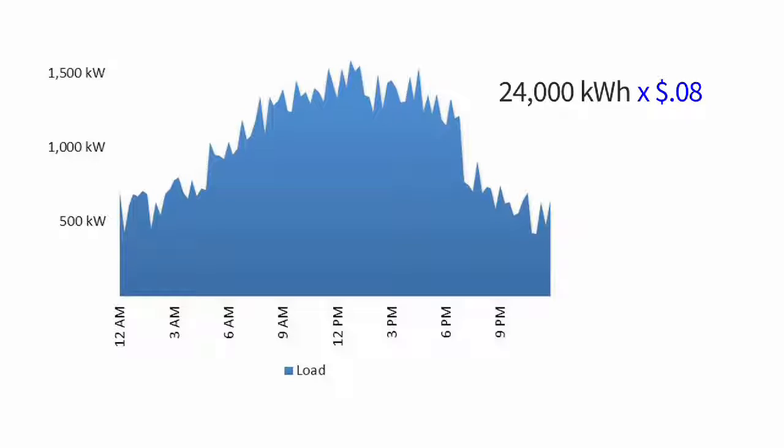The applicable energy rate is the blue shaded 8 cents per kilowatt hour. That gives us 24,000 kilowatt hours times 8 cents per kilowatt hour, which equals $2,000. This customer was also connected to the grid, so they pay a customer charge of $20. This customer pays $2,000 for energy and $20 for connection, for a total of $2,020.